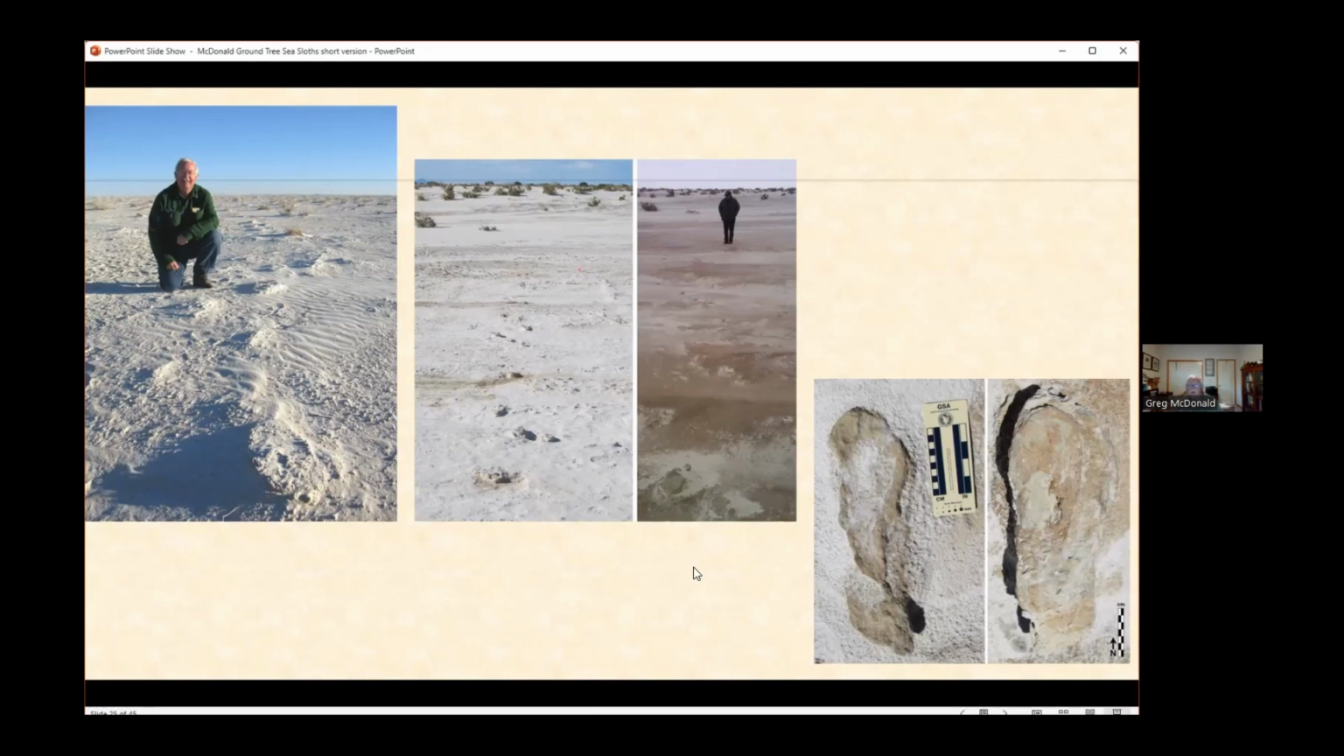So once again, you never know what's going to show up. We're always adding, not only from new skeletal finds, but from these track sites as well, new ways of interpreting the behavior and the predators of the sloths.